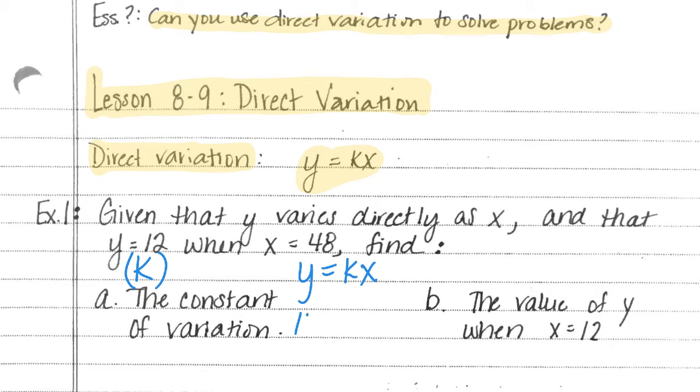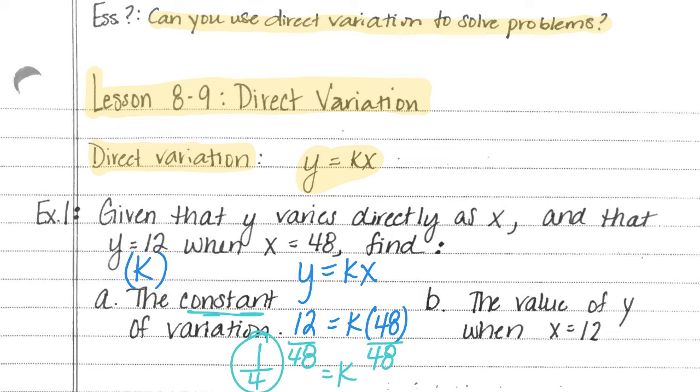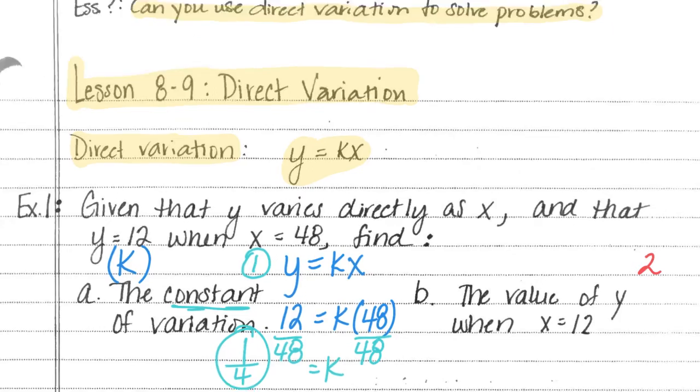Well, if I plug in 12 for y and 48 for x, and I go ahead and divide each side through by 48, I know k is equal to 12 over 48, which reduces to 1/4. So your question is going to ask you for k, the constant of variation. But usually with these questions, we have to use this first step to find the answer to the second step.